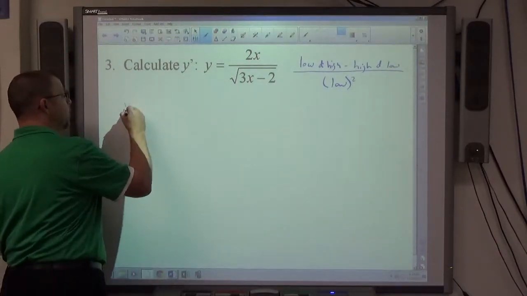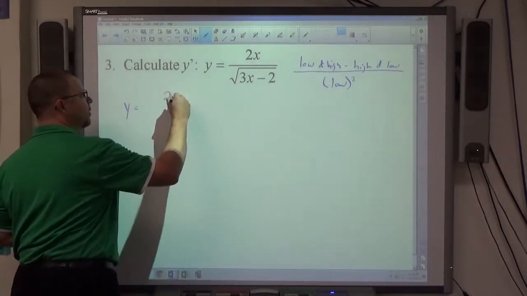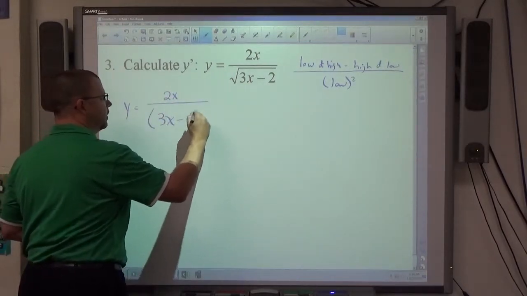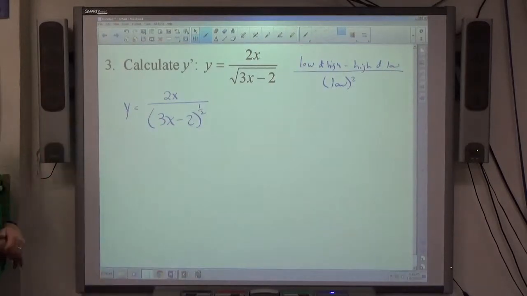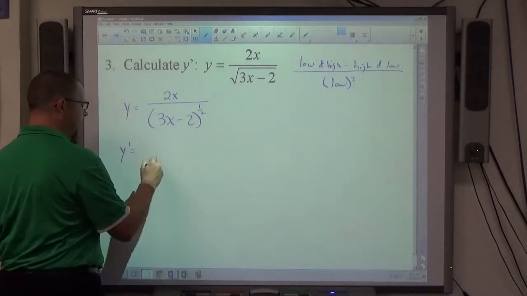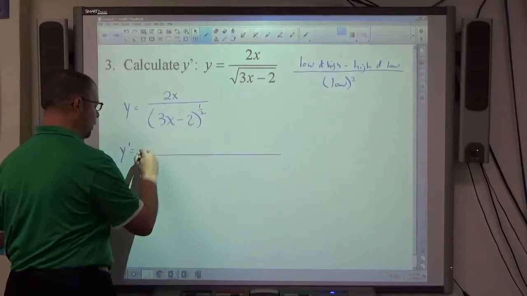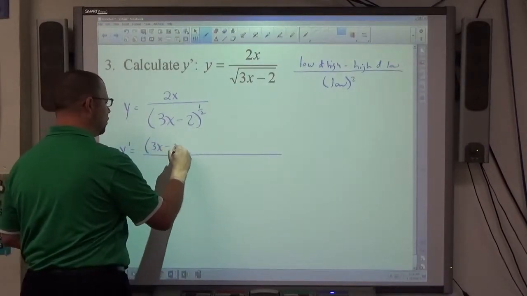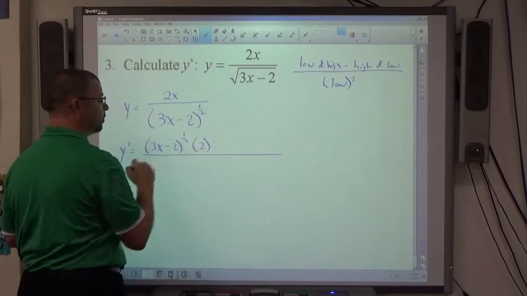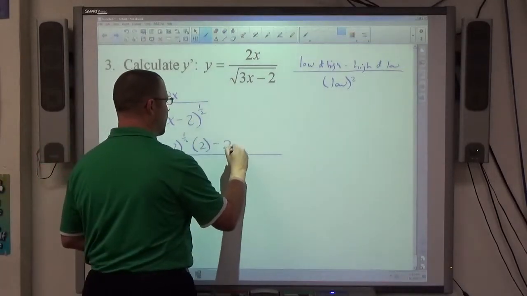So first thing I would do, just a little bit of algebra to make this easier differentiation. Fractional powers are better than radicals when we're differentiating. So when I have to do d low, it's better that it's in a fractional power structure. So if I go y prime equals, if I do low d high, low is 3x minus 2 to the half power, as is. D high, the derivative of the top is just 2. Minus high, 2x as is.